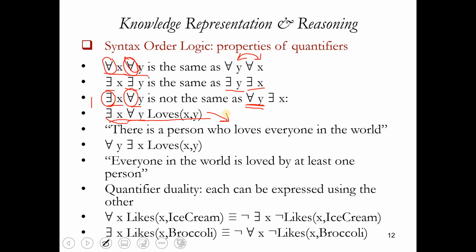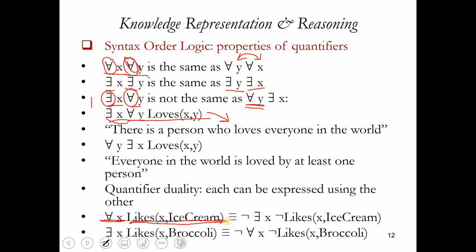And finally, there is the duality relationship. For every x, x likes ice cream. What they want to say over here, you can think over it if it makes sense to you. For every x, this is one part, x likes ice cream. So every person in the world likes ice cream.